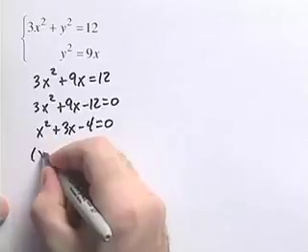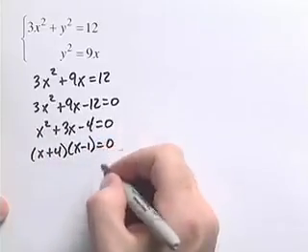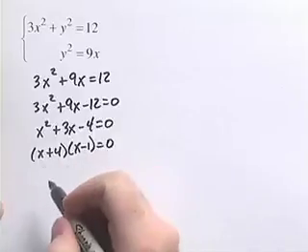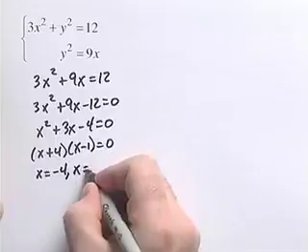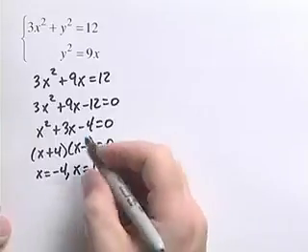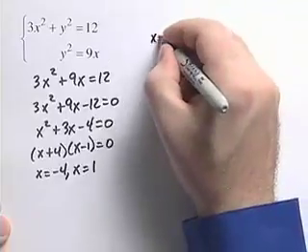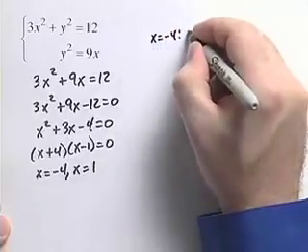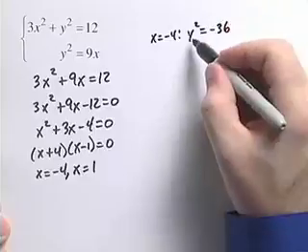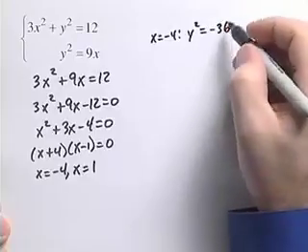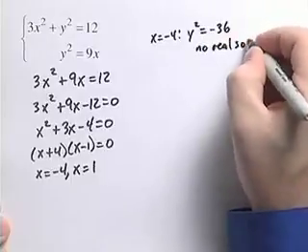We can factor that as x plus 4 times x minus 1 equal to 0. We set each factor equal to 0 and solve. That will give us x is equal to negative 4, or x is equal to 1. We need to now use these values in our second equation. If we use x equals negative 4, we'll get y squared is equal to negative 36. Since there is no real number that we can square and get a negative value, this has no real solutions.